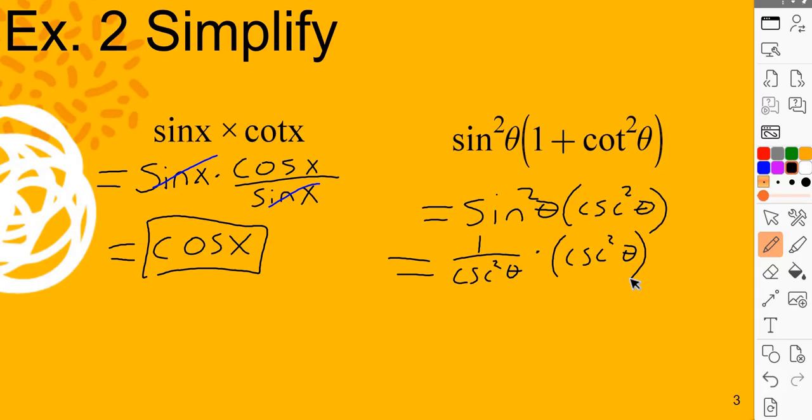So then what is 1 over cosecant squared times cosecant squared? 1. So in this case, we do just end up with a number. Is 1 simpler than sine squared times 1 plus cotangent squared? Yeah. What questions do we have on those two? And again, you are going to need those three groups of identities memorized by our test, which is next Friday.